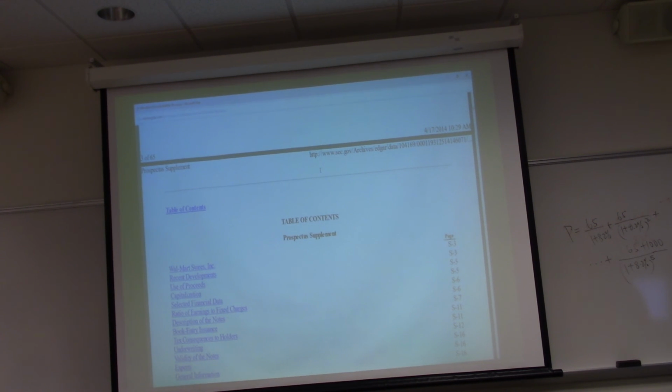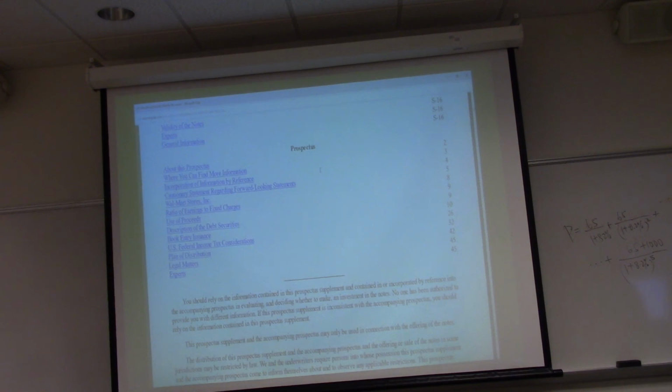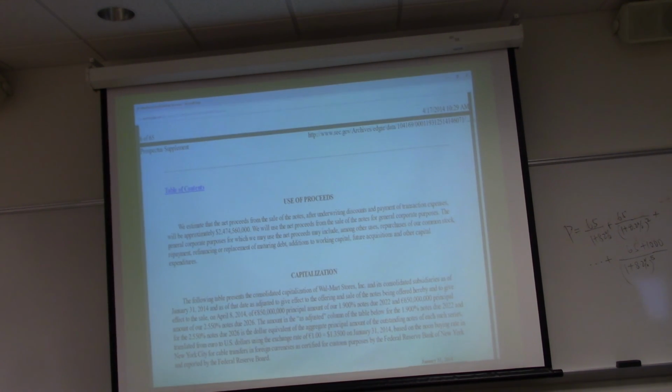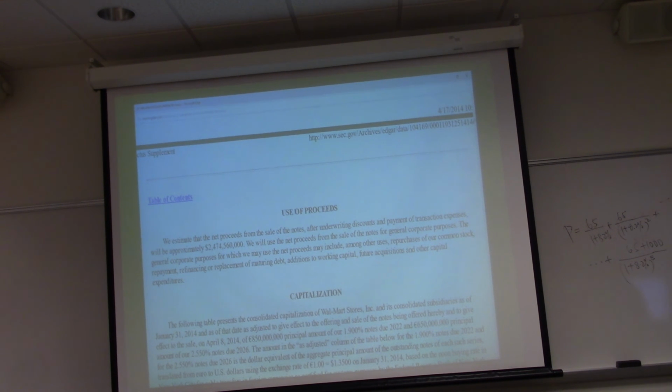What's the purpose of this issuing, borrowing so much, $2.5 billion? Did you find it somewhere? It just says use of proceeds. It's a little bit higher. Oh yeah, here. So what's it for? 2.5. They have to pay a fee. After they pay the fee, this is the net proceeds from the sales of the notes. Okay, so what's it for? Did that make any sense? It says, what are the general corporate purposes? Among other uses?